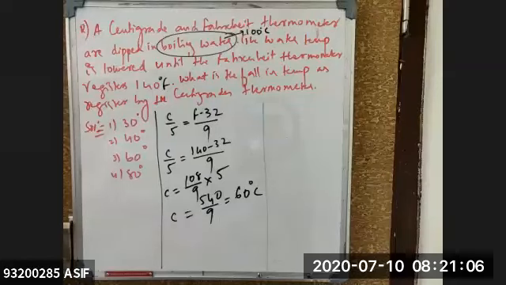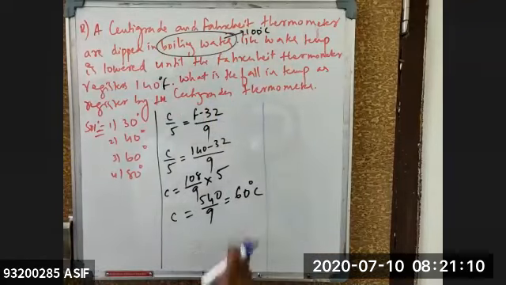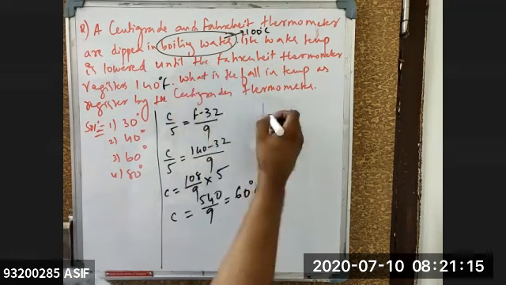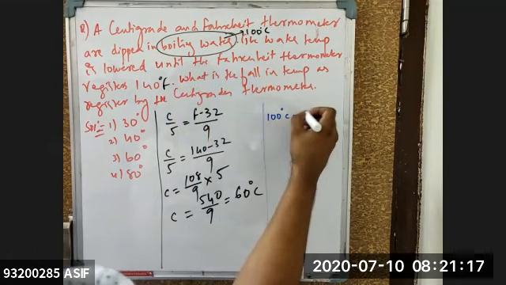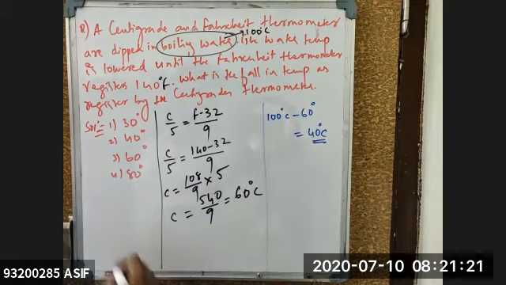Centigrade and Fahrenheit thermometers are dipped in boiling water. The temperature is decreased. Actually, it is showing how much? 60 degrees centigrade when it is reduced. Actual temperature decrease is how much? 100 degrees centigrade minus 60 degrees centigrade, that will be equal to 40 degrees centigrade. 40 degrees Celsius.